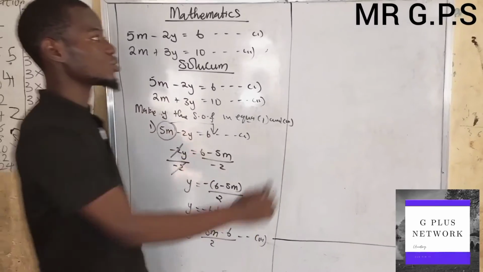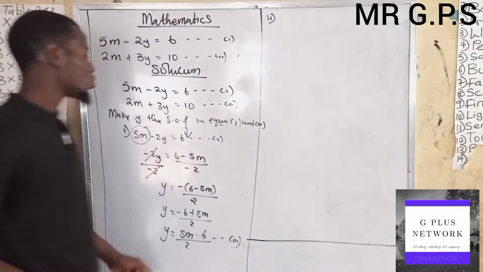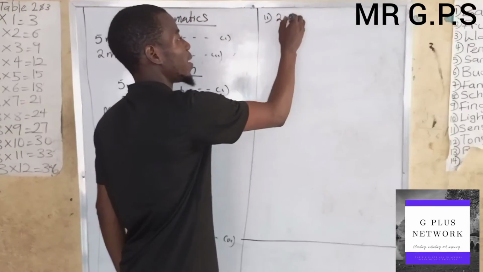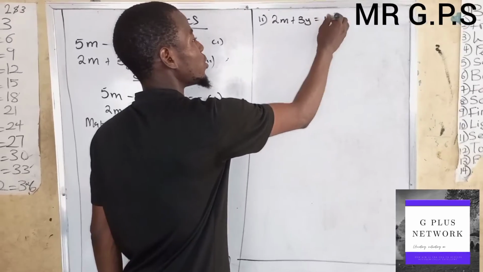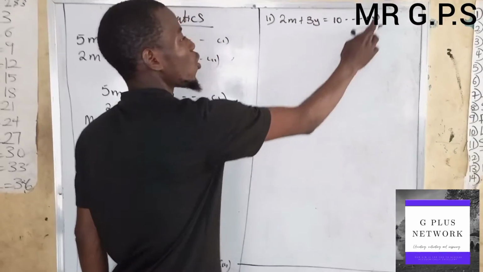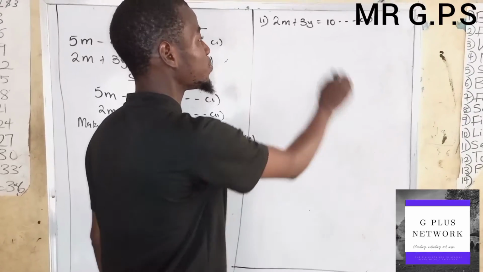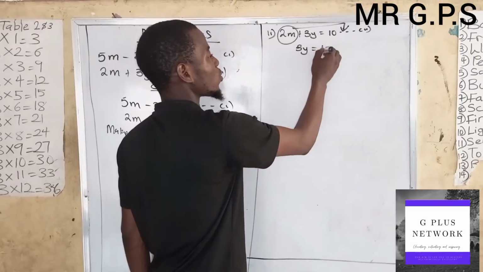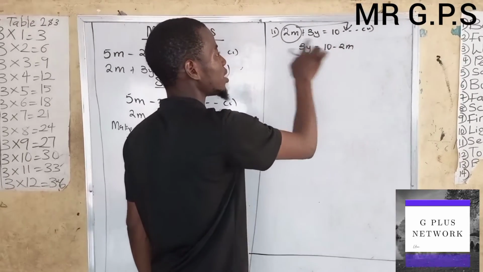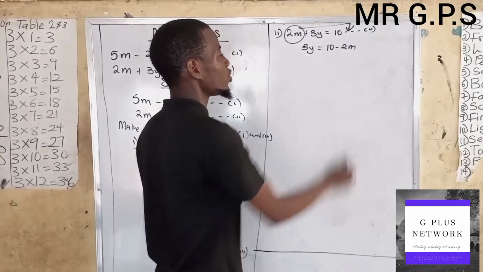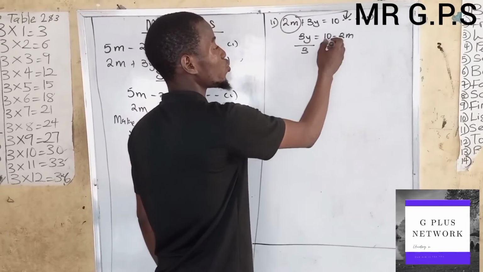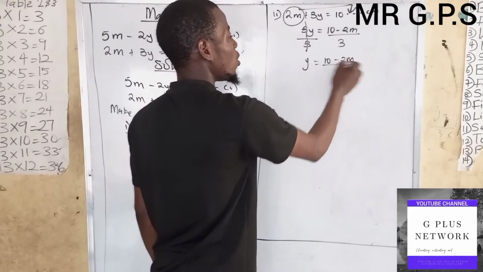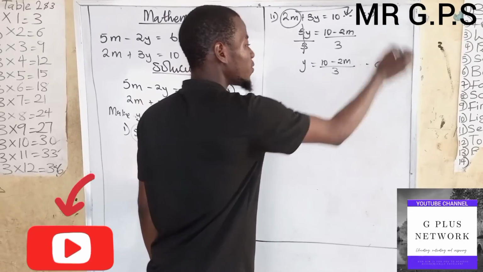Now you take equation 2, which is given as 2m plus 3y equals 10. So we are making y the subject of the formula. It becomes, carry this to the other side of the equation, 3y equals 10 minus 2m. You know why there is a minus: this is a plus, it becomes a minus here. So you divide both sides by 3 and 3. This cancels this. y equals 10 minus 2m all over 3. You call it equation 4.